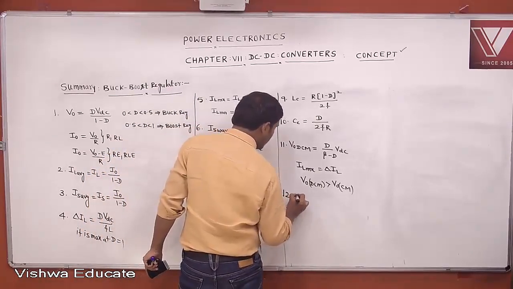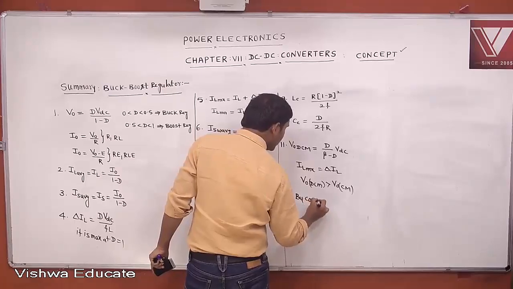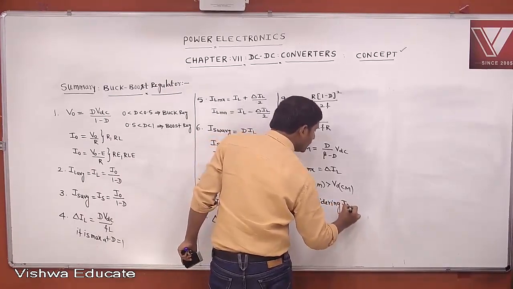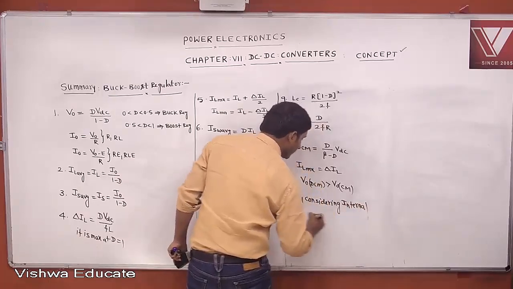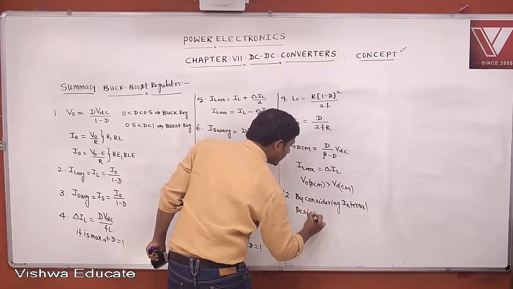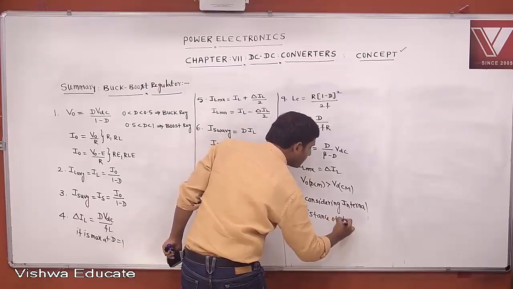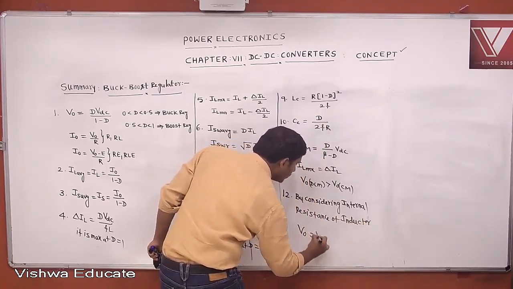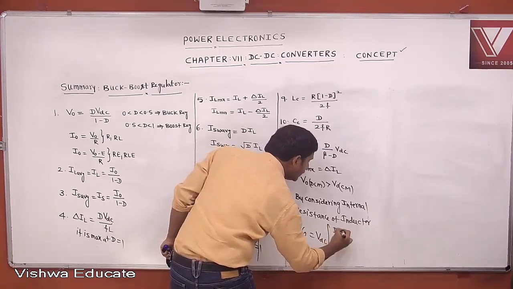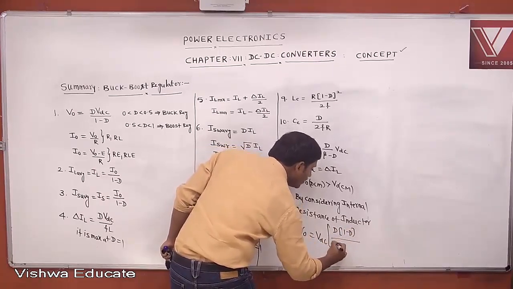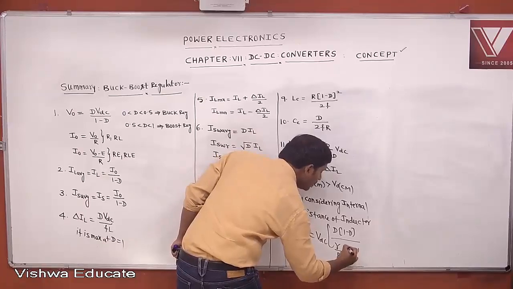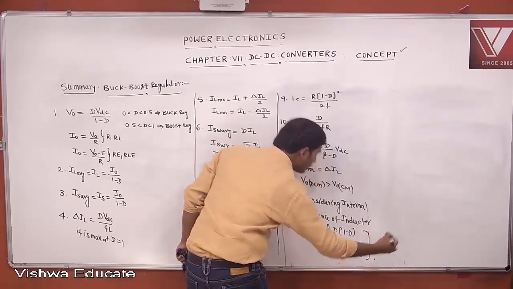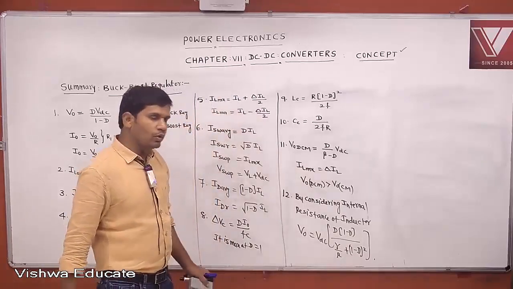12th one. By considering the internal resistance of the inductor, can you tell what V naught is equal to? V naught equals VDC into D into (1 minus D) divided by (small r by capital R plus (1 minus D) whole square). This is the average output voltage.